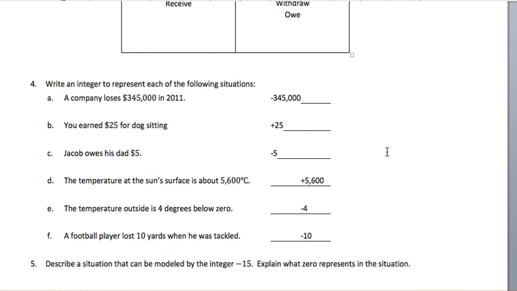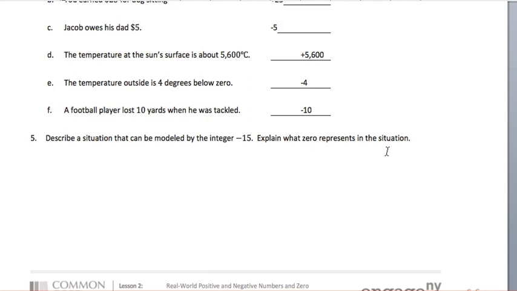Next, you're going to describe a situation that can be modeled by the integer -15 and explain what 0 represents in the situation. For example, when we talked about temperature, 0 represented the place where your temperature either increased going up or decreased by the same intervals going down. 0 in our bank example was when the account was initially opened before any money was put in or taken out. So in your situation, make sure that you can say what 0 is and then explain the -15.